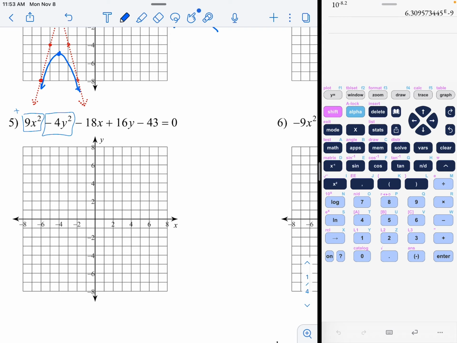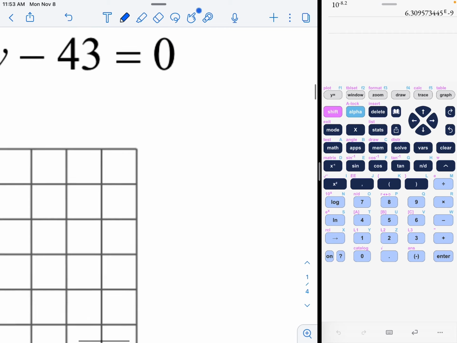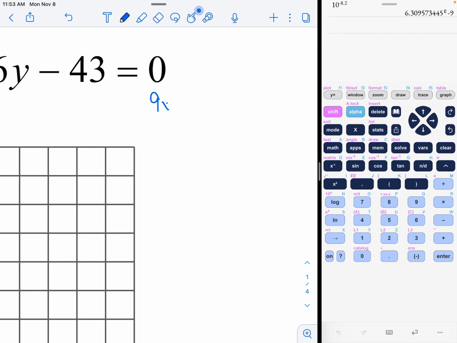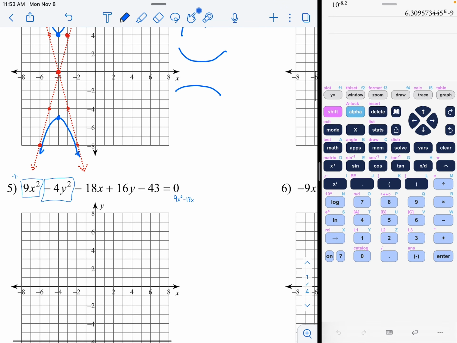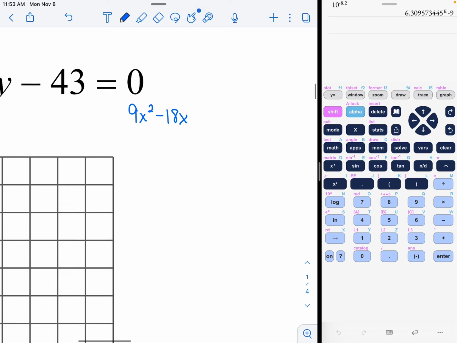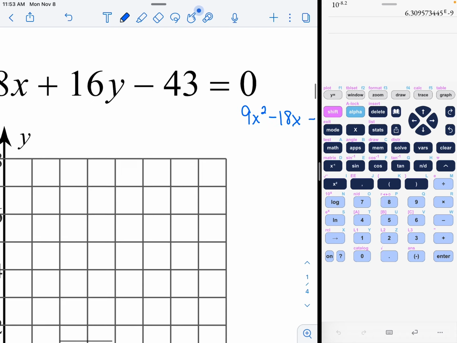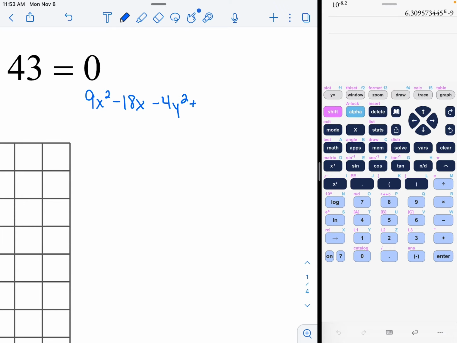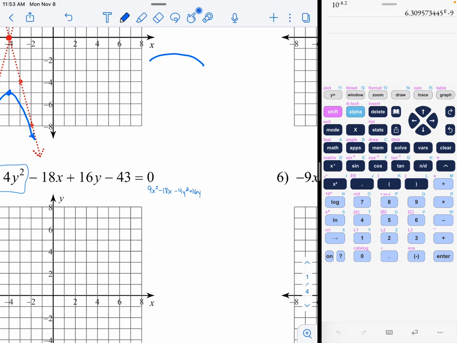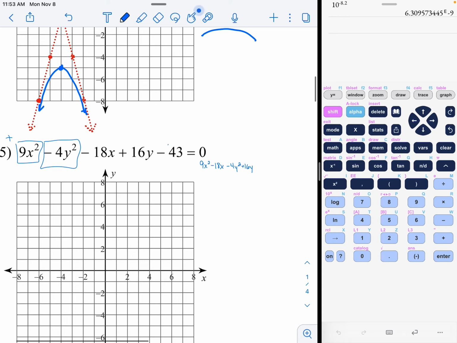I'm going to put the 9x first. 9x squared minus 18x. So I'm putting the x's beside each other. And then I'm going to put the y's next, so minus 4y squared. What was the other y? Plus 16y. And at the same time, I'm going to take this 43 to the other side.